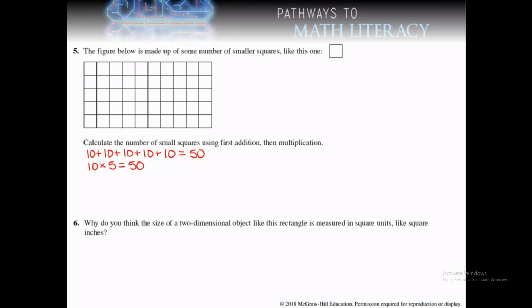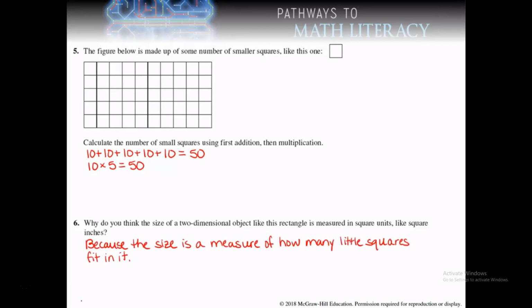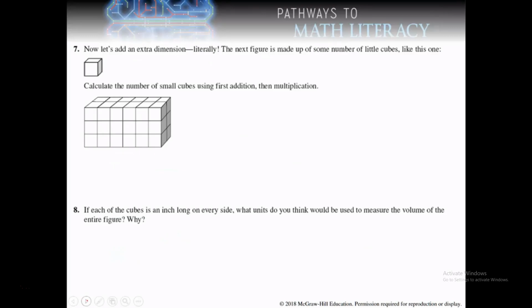In 7, now let's look at 3 dimensions, and again we'll do it both using addition and multiplication. So for this one, I think for addition I would first count how many were in a layer. So I'm going to look at this top layer here, and that's got 1, 2, 3, 4, 5, 6, 7, 8, 9, 10, 11, 12 blocks in that first layer. So 12 blocks for the first layer, plus 12 blocks for the second layer, plus 12 blocks for the third layer, gives me a total of 36 blocks.